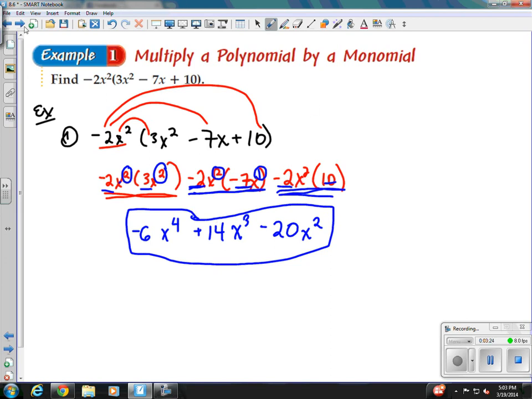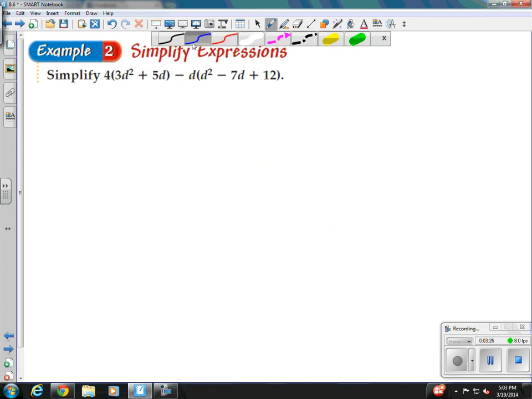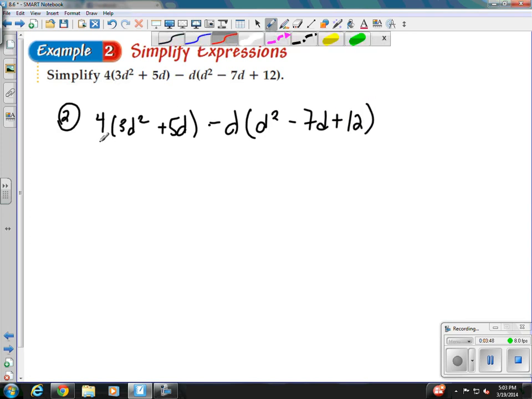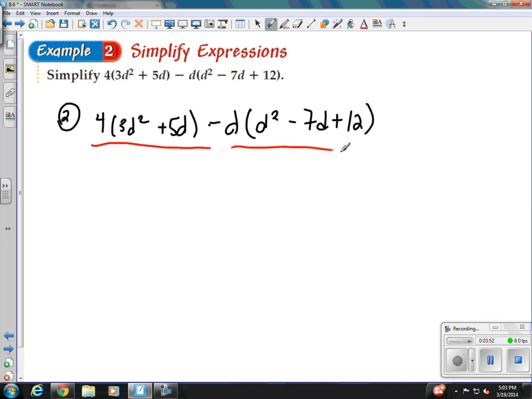Let's see another example of multiplying a polynomial by a monomial. So example 2 has 4 times 3d squared plus 5d, minus, there we go, d times d squared minus 7d plus 12. So this actually has two parts. It has our first parenthesis, which doesn't simplify, and our second parenthesis, which does not simplify. So then we have to distribute again.